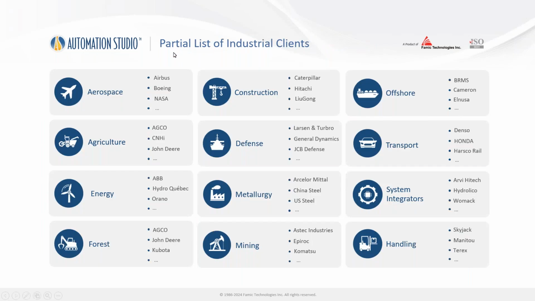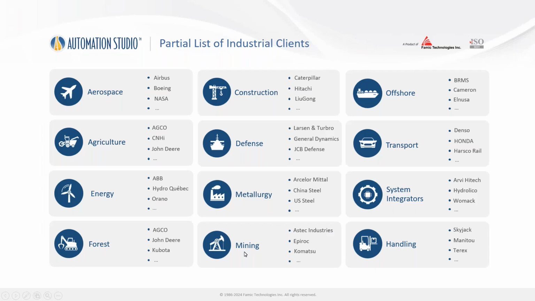So with that being said, here are some partial list of our industrial clients. From aerospace, we have Airbus, Boeing, NASA. From agriculture, we have AGCO, CNHI, John Deere. From energy, we have ABB, Orano. From forest, we have John Deere, Kubota. From construction, we have Caterpillar, Hitachi. Defense, Larsen and Toubro, JCB Defense.